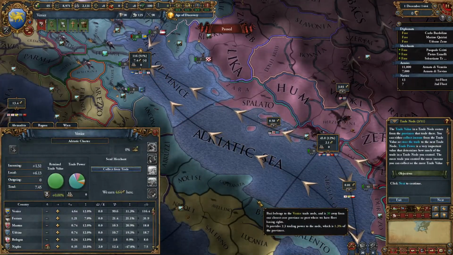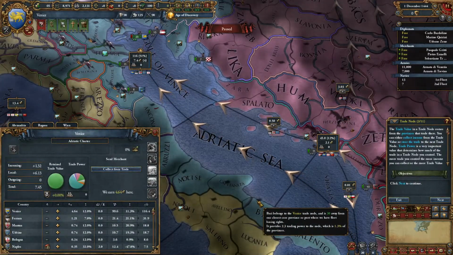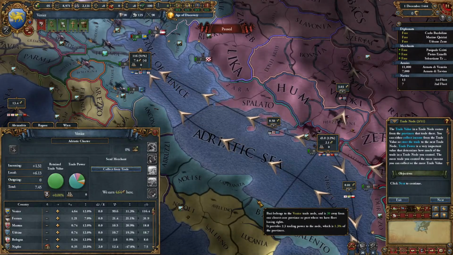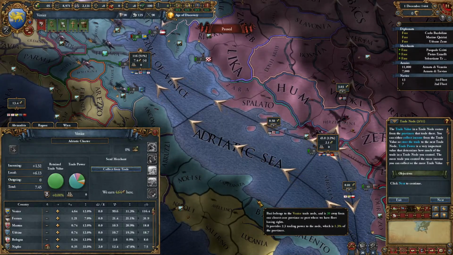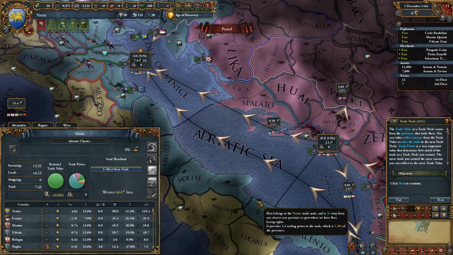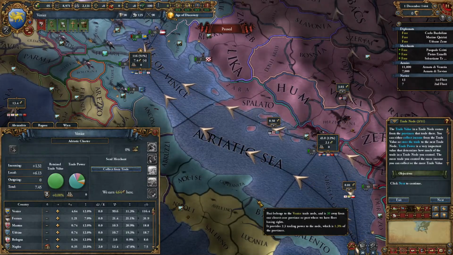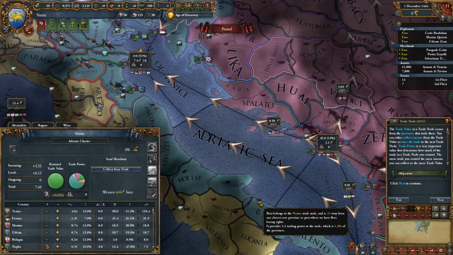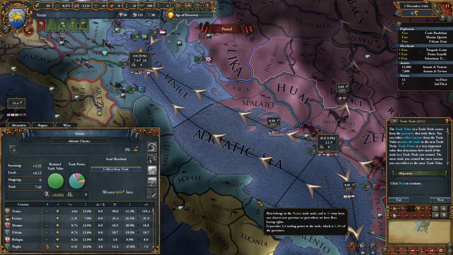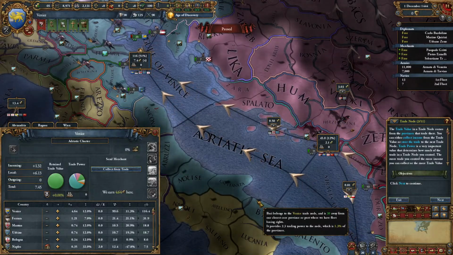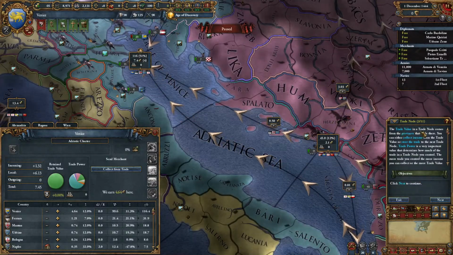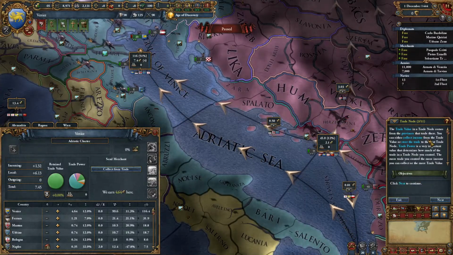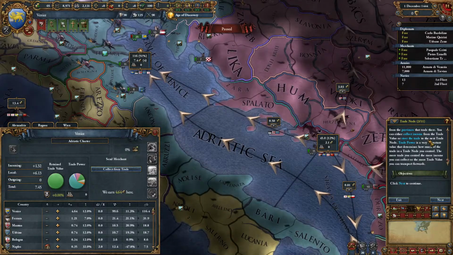The trade value in the trade node comes from the provinces that trade there. You can either collect income from the trade value or steer the trade to the next trade node. Trade power is a very important value that determines how much of the trade in a trade node you control. The more trade you control, the more income you can collect, or the more trade value you can transport forward.